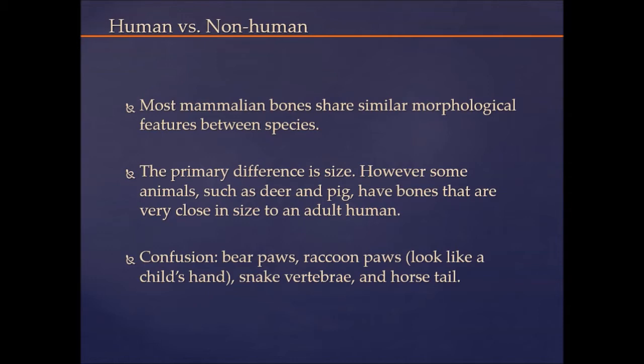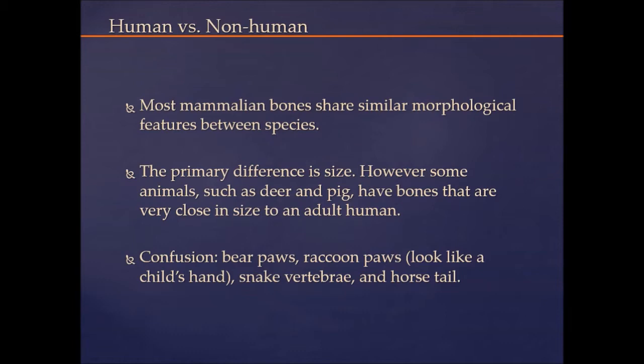Primary difference is size. However, some animals, such as deer and pig, have bones that are very similar in size to an adult human. That's why they're quite often mistaken for an adult human. So those types of bone are better to get fairly well acquainted with, and why there's a difference.